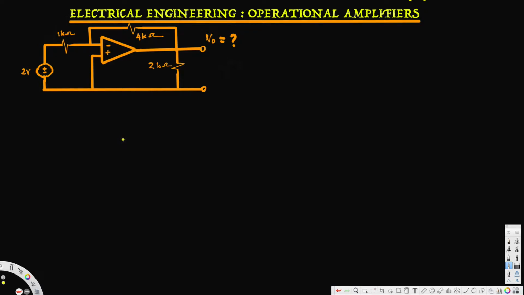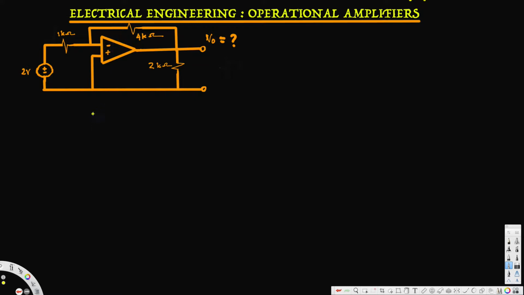In this video we are going to see an example of op amplifiers. In this particular problem we are going to see how to calculate this V output voltage. Here you can see the input voltage is connected to the negative terminal. In other words, we can say the input voltage is connected to the inverting terminal.